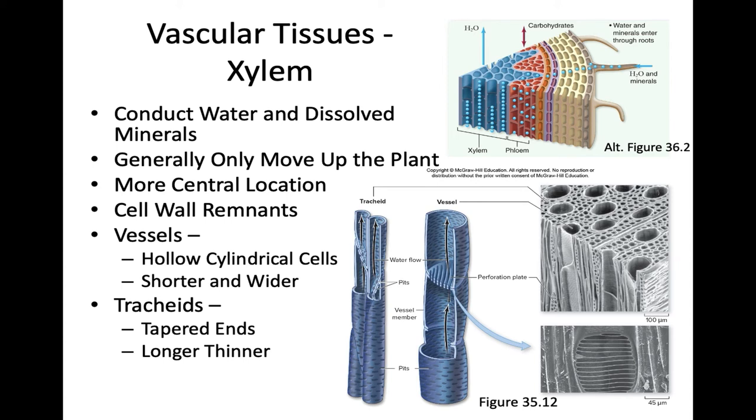Now let's talk a little bit about vascular tissues. So there are 2 types, and they're differentiated by what they carry within their fluids. There's xylem, which carries water and minerals, and then there's phloem, which carries sugars and hormones.